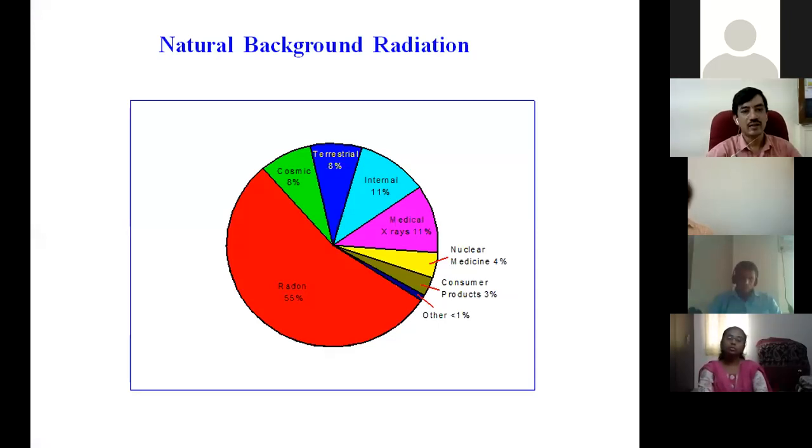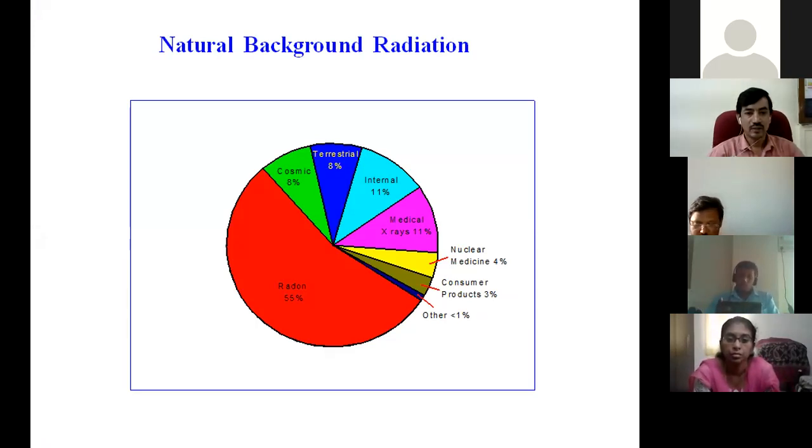Among the natural background radiation, the radiations can be classified or quantitatively measured, and we can have this type of variation. About 55% of the radiation dose received by the public is because of radon alone. Whereas cosmic rays contribute about 8% of the total radiation dose received by the public. Terrestrial gamma radiations will contribute 8%. Internal radiation will contribute 11%.